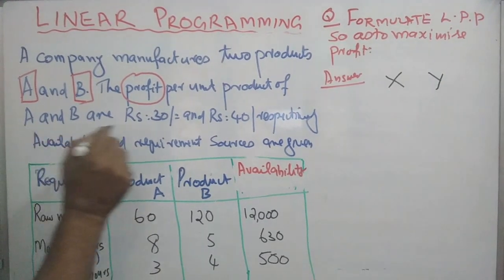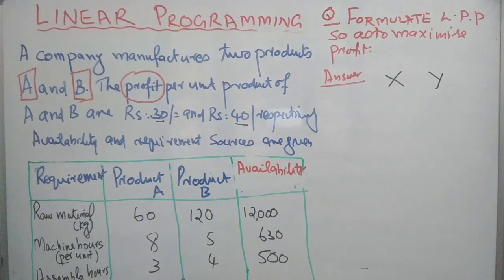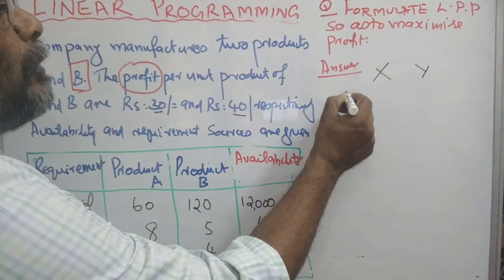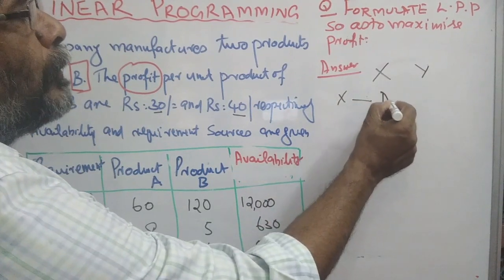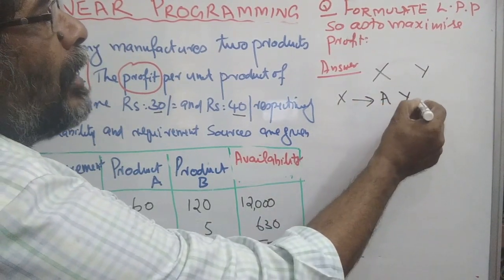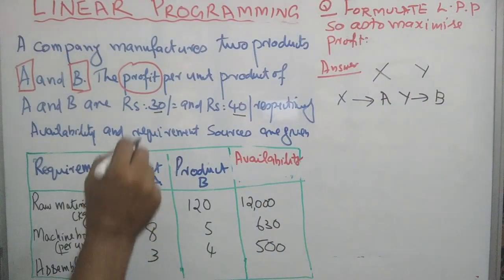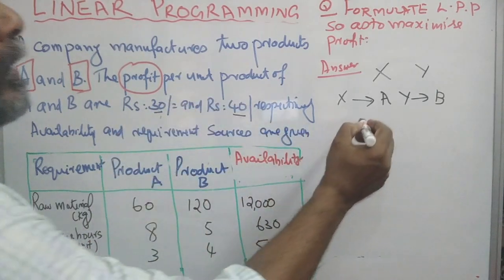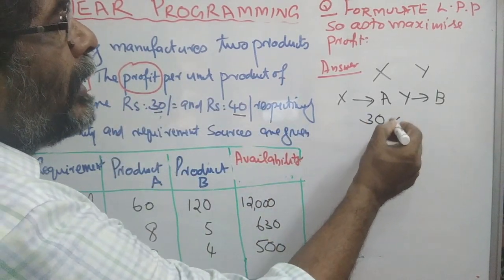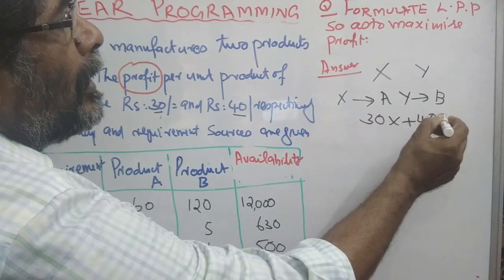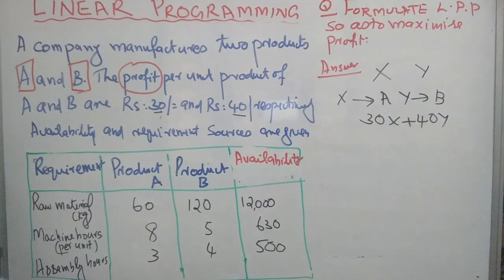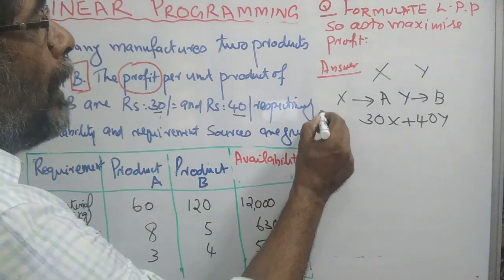And the profit is 30 and 40. Let X be the number of units of A to be produced and Y be the number of units of B to be produced. And the unit profit is 30 and 40. Therefore, the profit is 30x plus 40y. From X units of A and Y units of B, we expect 30x plus 40y rupees. And it is to be maximum.